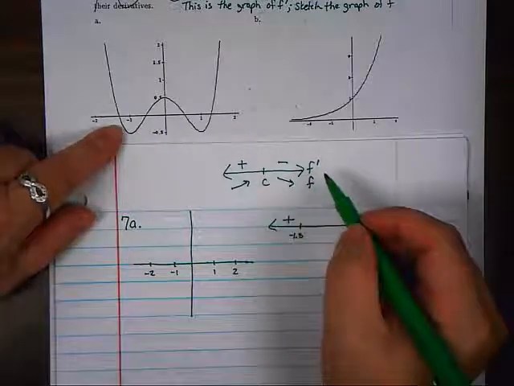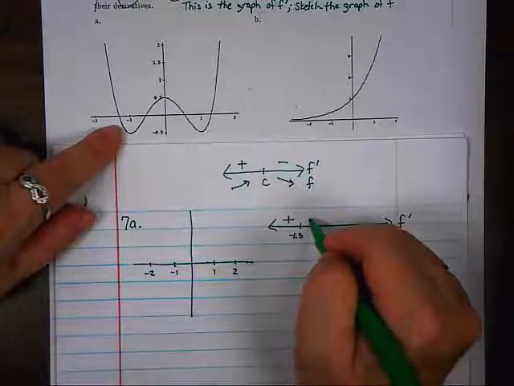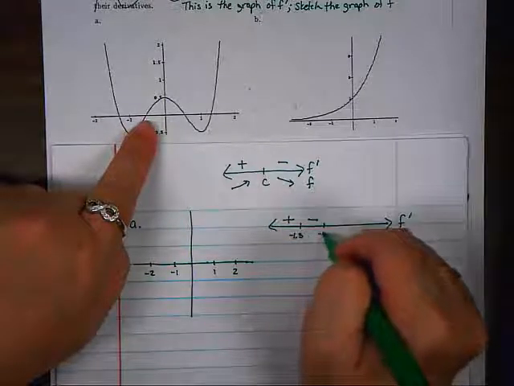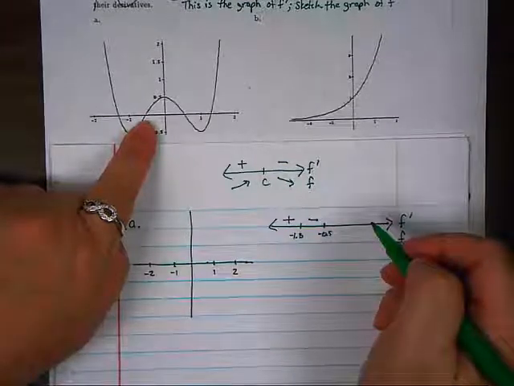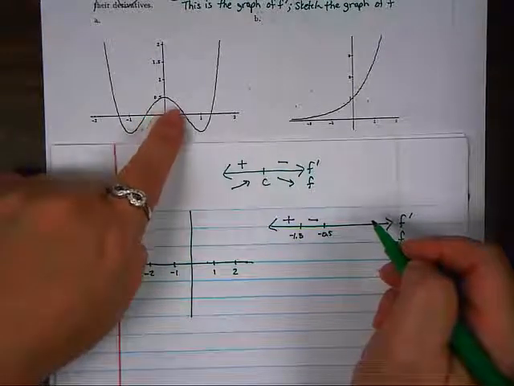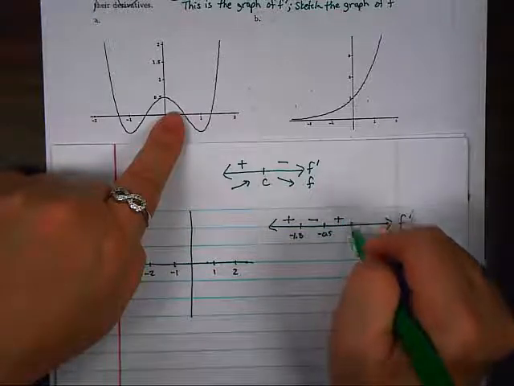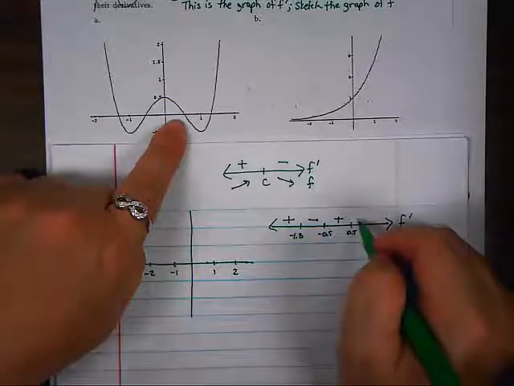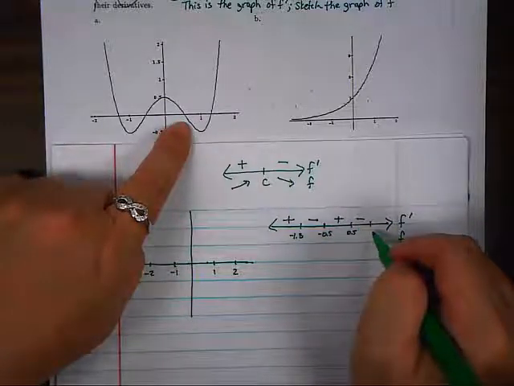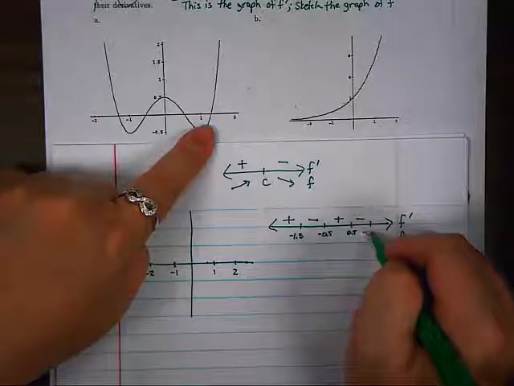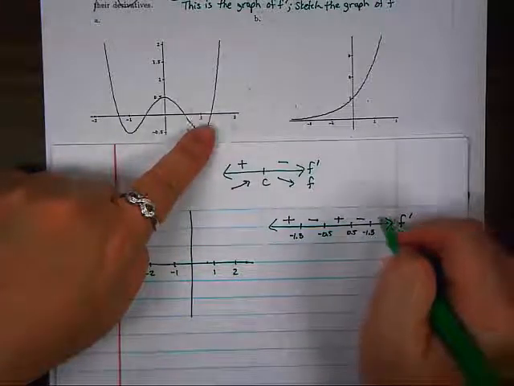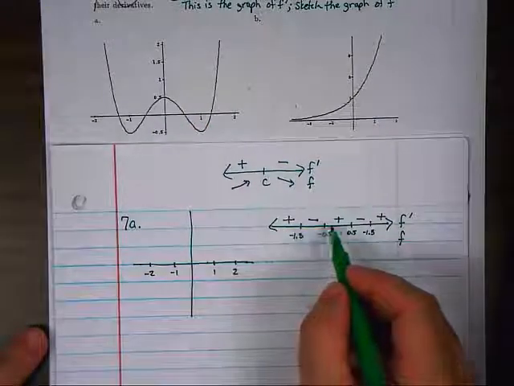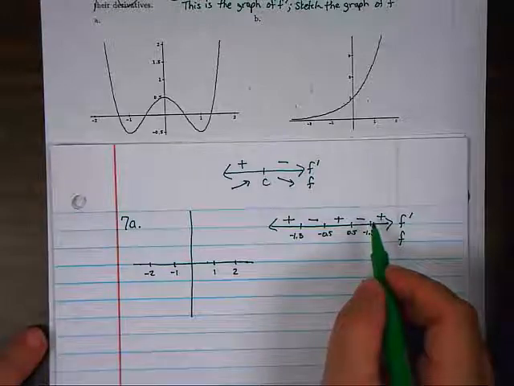Okay. After that, the graph is below the x-axis, which is negative, until I get to here, which is approximately -0.5. Then the graph is above the x-axis again, so I put a plus until I get to positive 0.5 because it is symmetric. Then it is negative again down here until I get to -1.3, and then it is positive again. So this is the pattern of positive and negativeness for f prime.